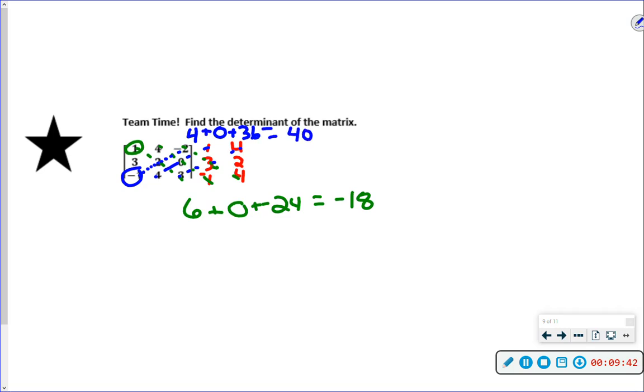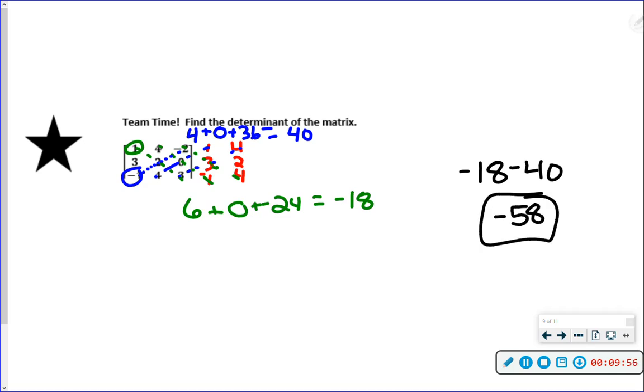So the question is, do I do 40 minus negative 18 or negative 18 minus 40? Well, just be careful on that. So final answer, negative 58. Any questions on those? Too easy. I love this stuff. I could do it all day.